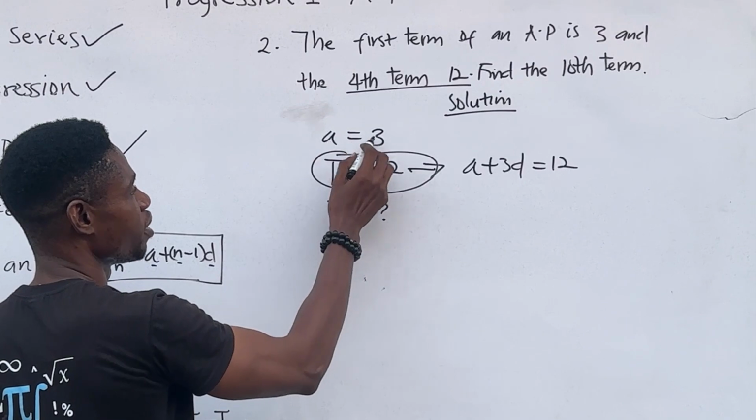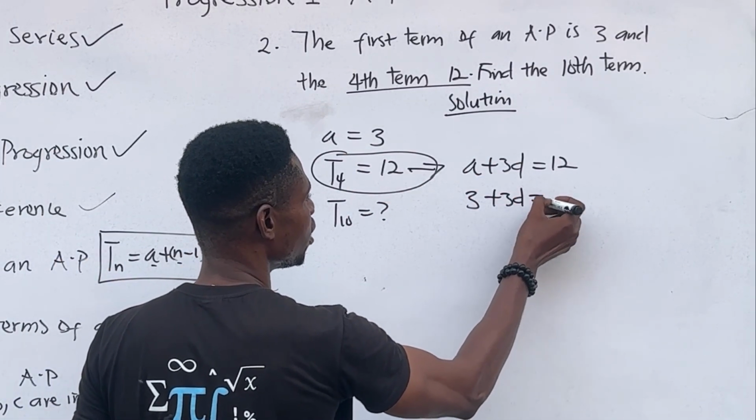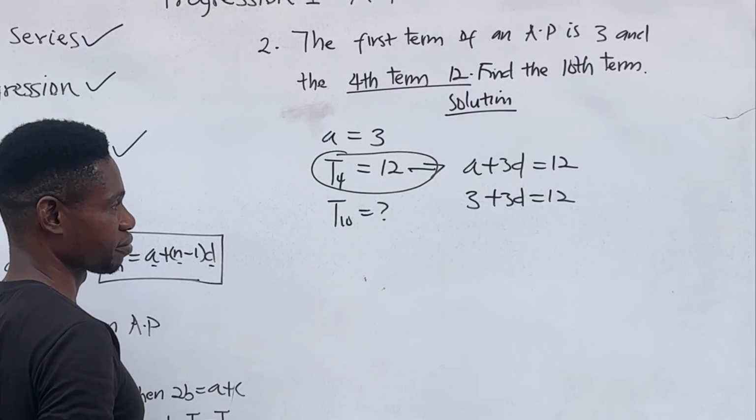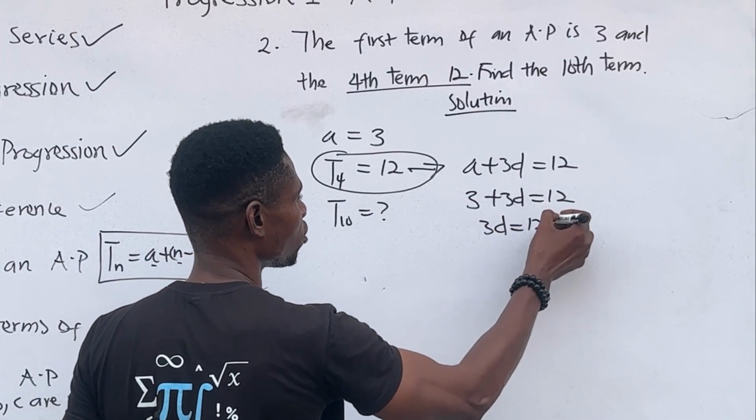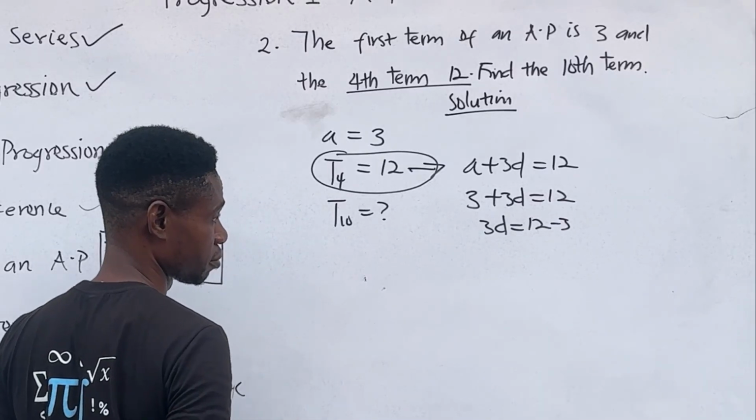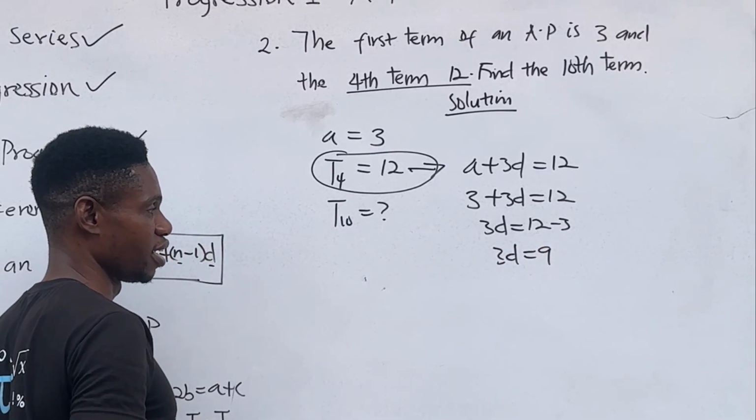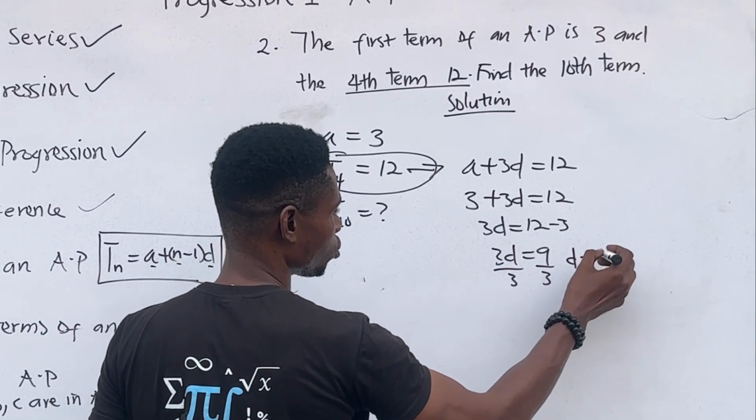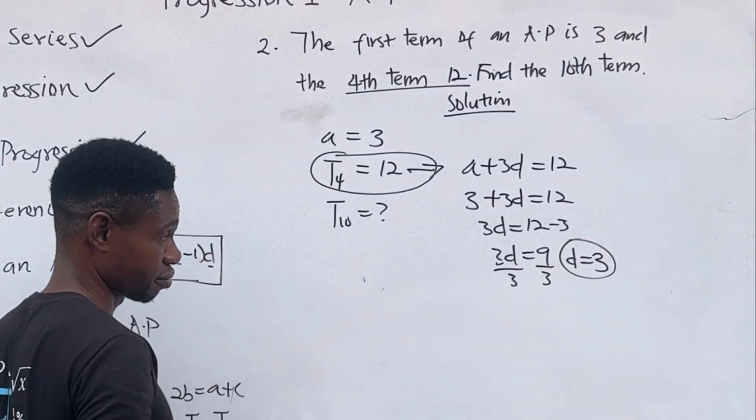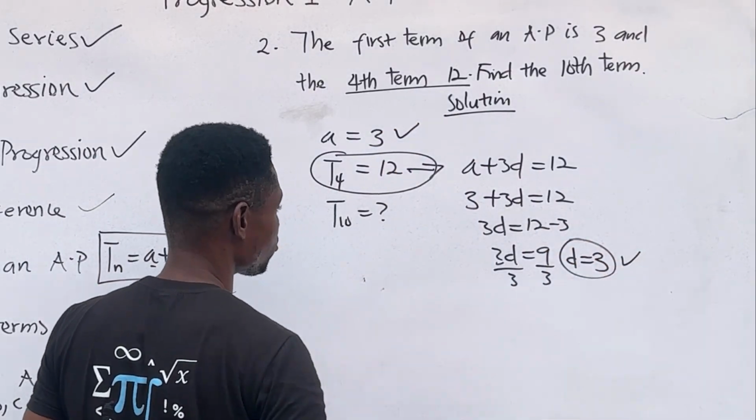But now we already have A as 3, right? So if we bring it here, 3 plus 3D equal to 12. Let's collect like terms. So 3D equals 12 minus 3. So 3D equal to 9. And if we divide both sides by 3, our D equal to 3. So now we have A and we have D, so we can find anything.